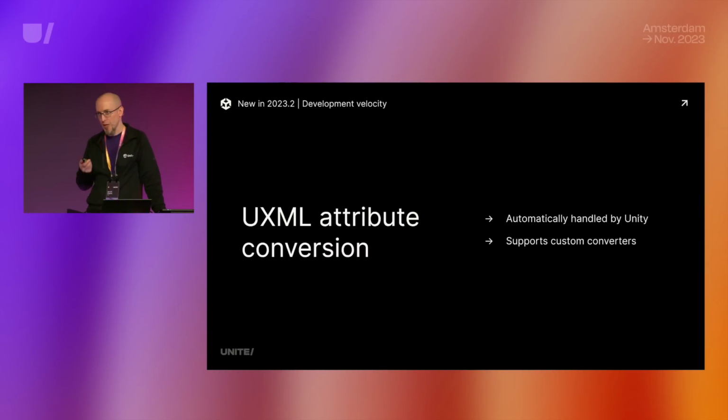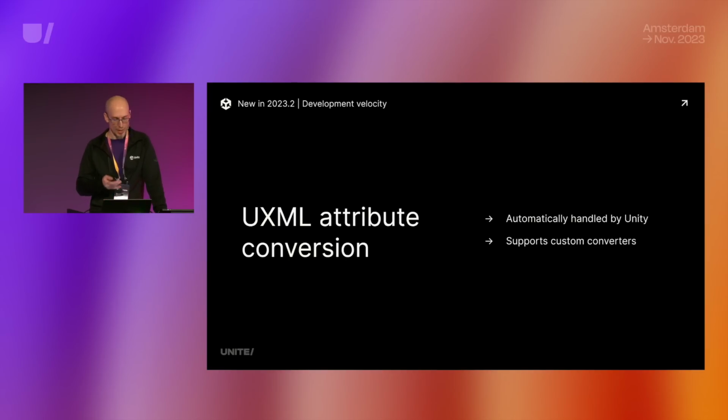So, because when the system sees a UXML attribute, it knows that the field or the property is linked to an attribute in UXML. And Unity will automatically handle the conversion of values to and from UXML attribute strings as needed. And this conversion is done through the use of what's called a UXML attribute converter.